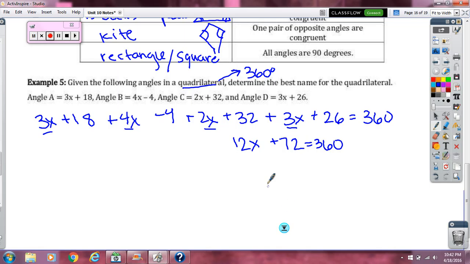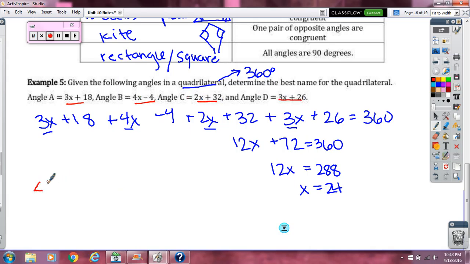Cool. And then I'll subtract the 72 from both sides and divide by 12 and figure out that x is 24. Yay, I'm done! No, I'm never done. I've got to take that 24 and I've got to plug it back into all these angles up top and see how big they actually are.